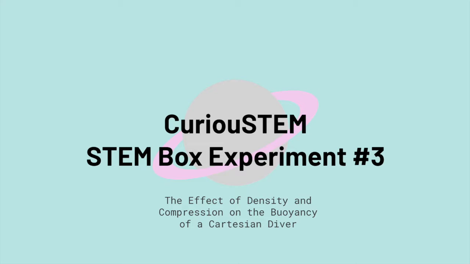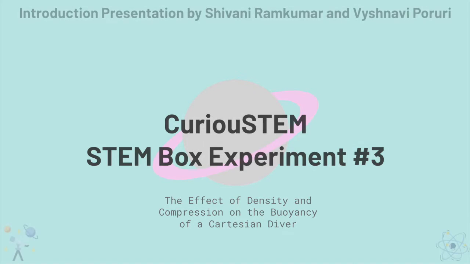Today's experiment uses a Cartesian diver to help you learn a lesson about buoyancy and pressure. Cartesian divers are small objects used in science experiments that are meant to show the effect of pressure and density on whether objects sink or float. First, let's hear from our CurioSTEM executive members, Shivani and Vaishnavi, who will give you an introduction to the experiment as well as some background information.